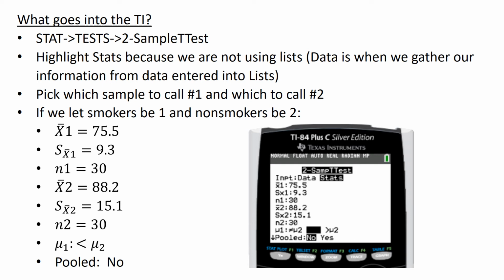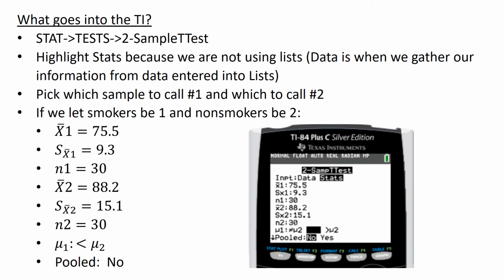2 is our non-smokers, so we take the sample mean from the non-smokers row in our table, 88.2 milliliters. We take the sample standard deviation for our non-smokers, 15.1 milliliters, and the sample size for our non-smokers, N equals 30. Now we have to match that next line to our null hypothesis.